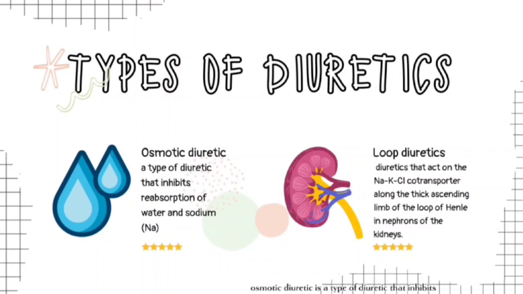Osmotic diuretic is a type of diuretic that inhibits reabsorption of water and sodium. Loop diuretics are diuretics that act on the sodium-potassium-chloride cotransporter along the thick ascending limb of the loop of Henle in nephrons of the kidneys. That is just some brief explanation about the osmotic and loop diuretics.